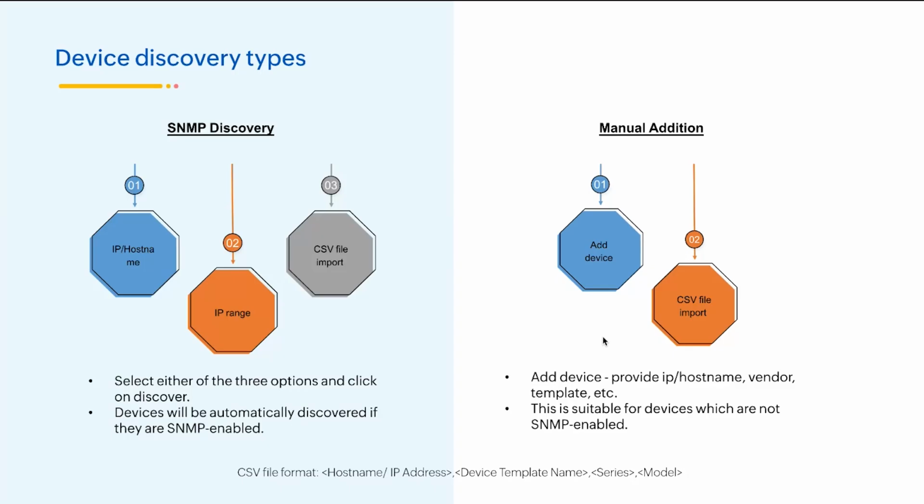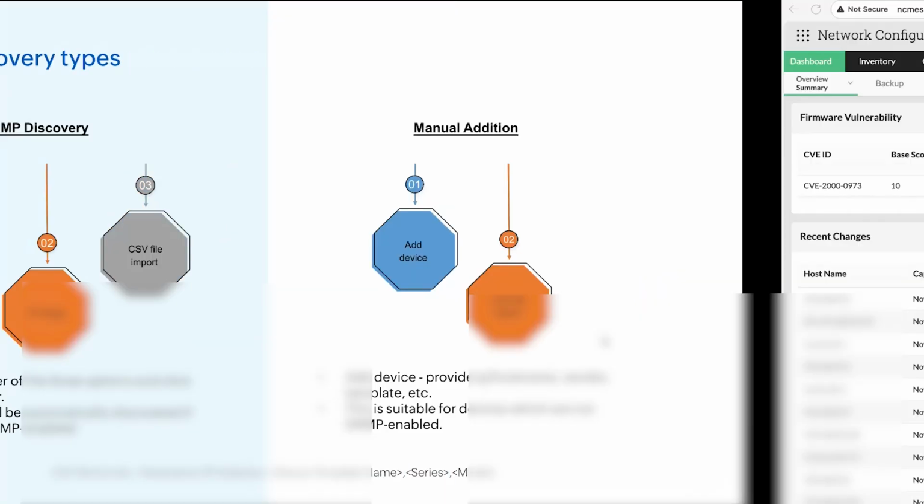First, you can provide an IP or host name. Second, you can provide an IP range. And third is by importing a CSV file. Let me quickly show this to you in the UI.